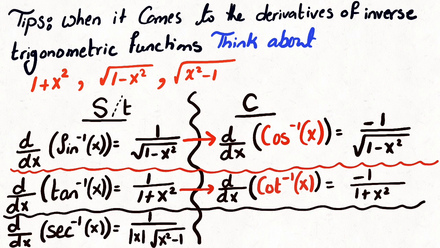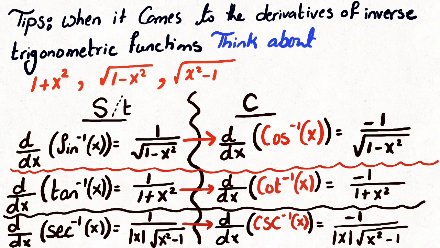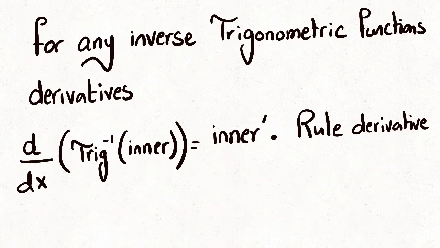Now, the last one, d by dx secant inverse of x, which is 1 divided by x times square root x squared minus 1. All you have to do to create the derivative of cosecant inverse is put a negative for this value. Just when you are dealing with the derivatives of inverse trigonometric functions, I want you to keep in mind this step in front of you.